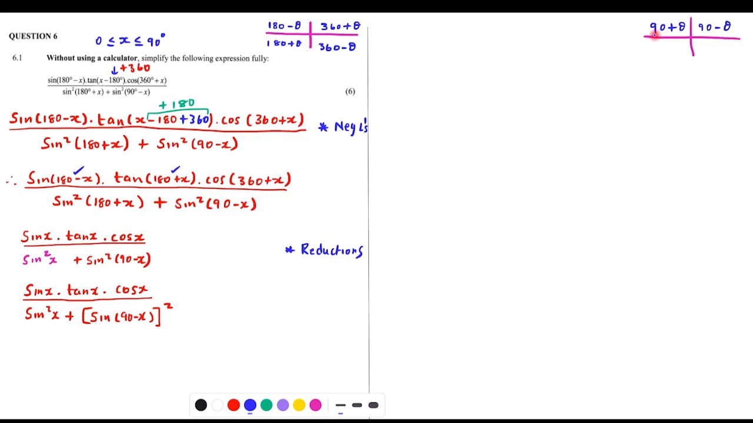So here 90 minus x is in the first quadrant, and sine is positive there, but this means sine becomes cos, right? So we're going to have this times tan x times cos x over sine squared x, plus then this is going to be basically cos x, but because we square it, this will be cos squared x, right? Now we're going to simplify from here. So here, what did we do? We said cofunctions.